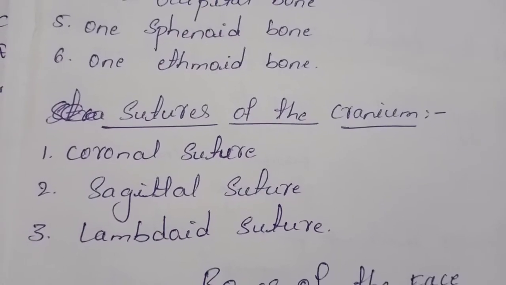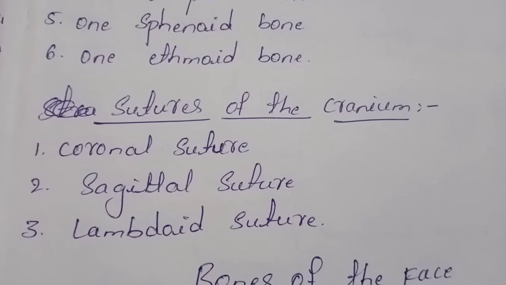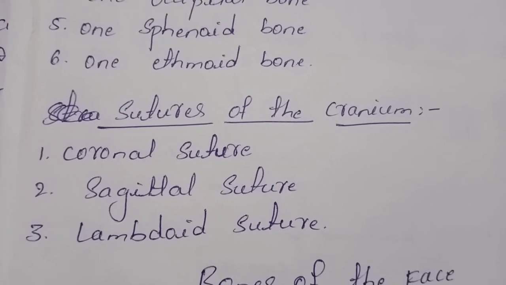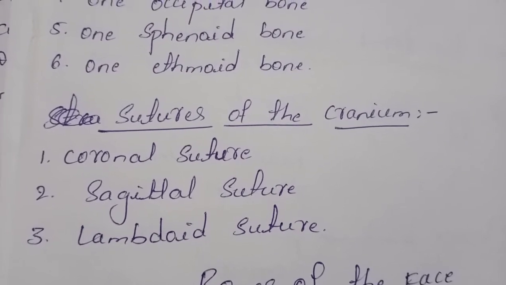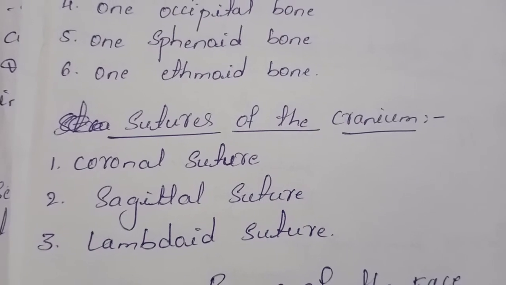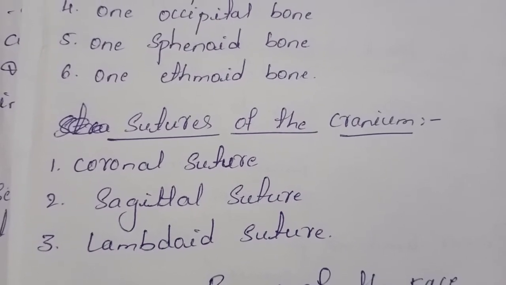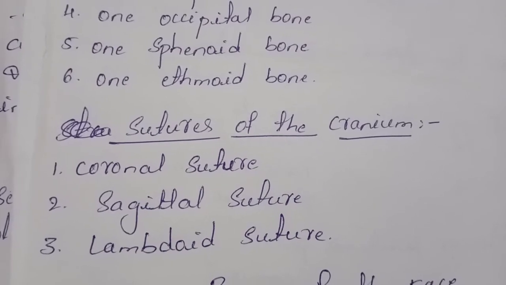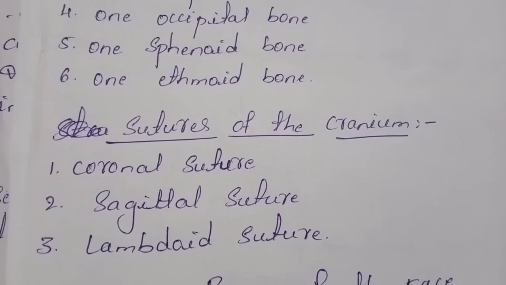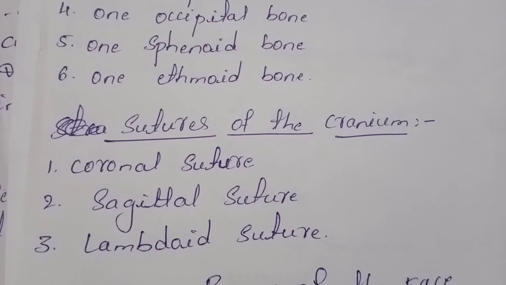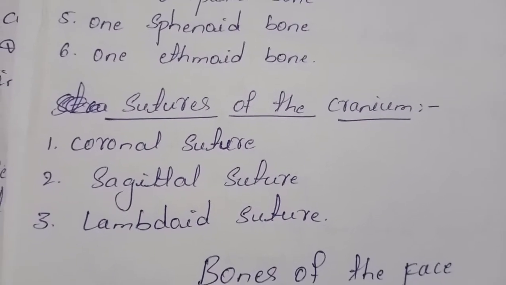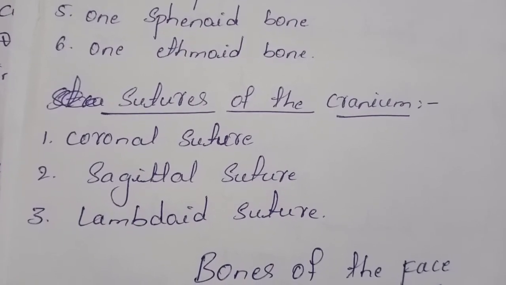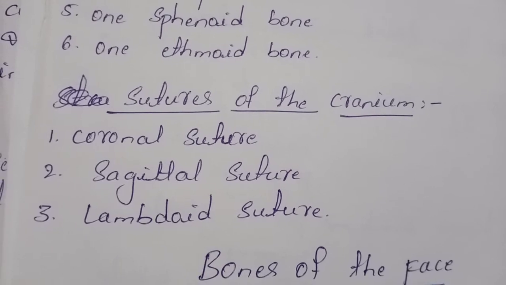Next, move to sutures of the cranium. Sutures are the immovable joints which unite the bones of the skull. The important sutures are coronal suture, sagittal suture, lambdoid suture. Coronal suture is between the frontal bone and the 2 parietal bones.